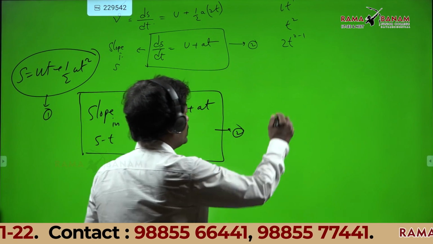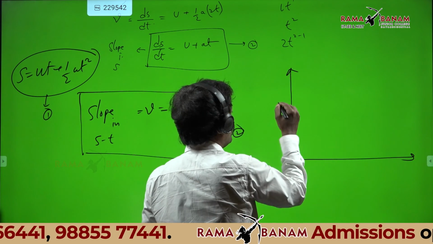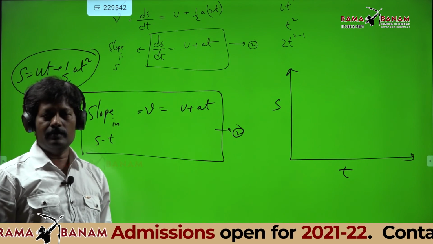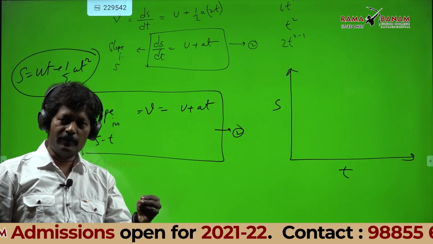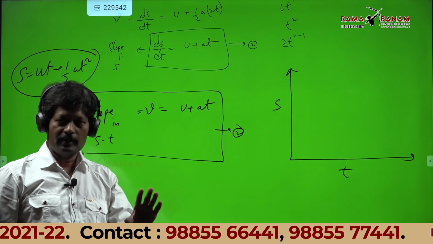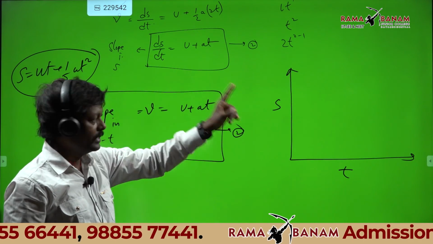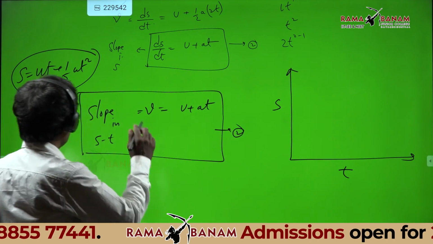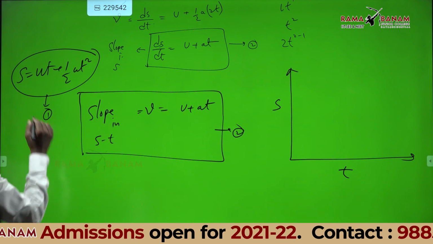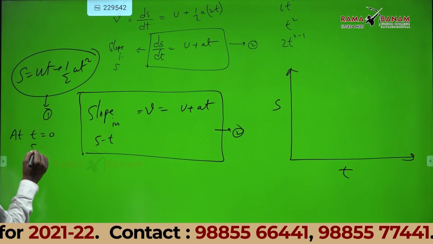Now I am drawing the s-t graph, check there. Always take time on the x-axis, whatever graph it may be. If you have time, always take time on the x-axis only. Any other physical quantity, keep it on the y-axis. Displacement time graph. Now look at the original equation. At t equal to 0, what is s?